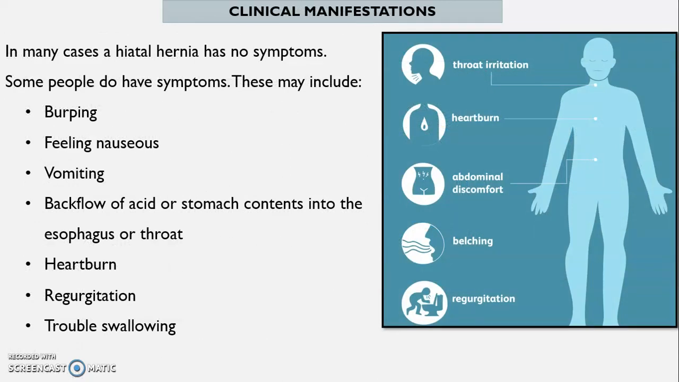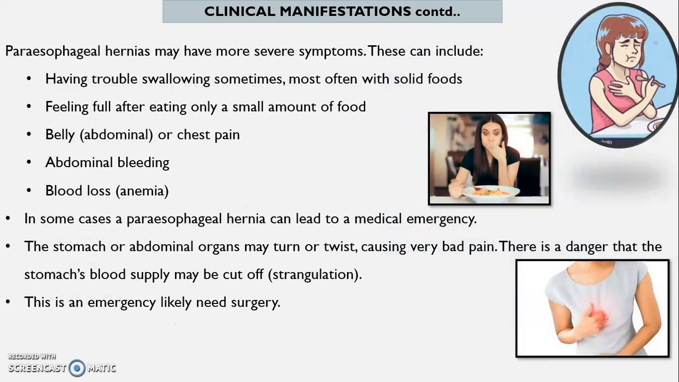Clinical manifestations. In many cases a hiatal hernia has no symptoms. Some people do have symptoms like burping, feeling nauseous, vomiting, backflow of acid or stomach contents into the esophagus or throat, heartburn, regurgitation, trouble swallowing. Paraesophageal hernias may have more severe symptoms. These can include trouble swallowing sometimes, most often with solid foods, feeling full after eating only a small amount of food, belly or chest pain, abdominal bleeding, blood loss anemia.